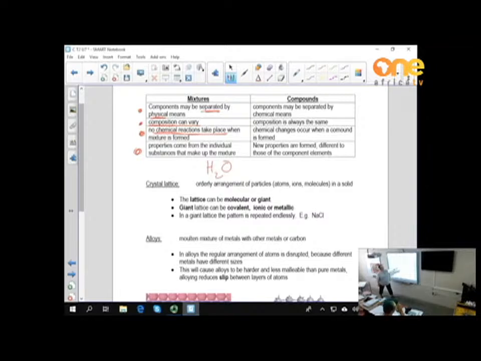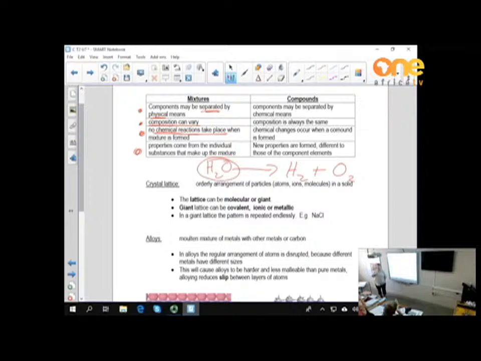All right, compounds. Compounds may be separated by chemical means. I can take water and add a little bit of acid to it, and then I can take 2 electrodes and connect them to a power supply, and I can make water break up into hydrogen gas and oxygen gas.